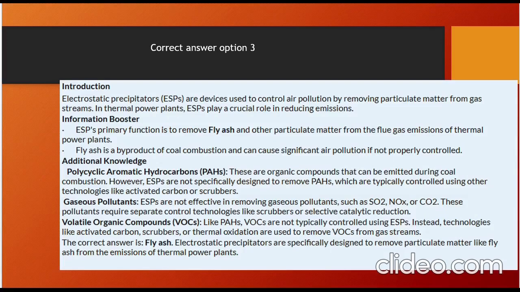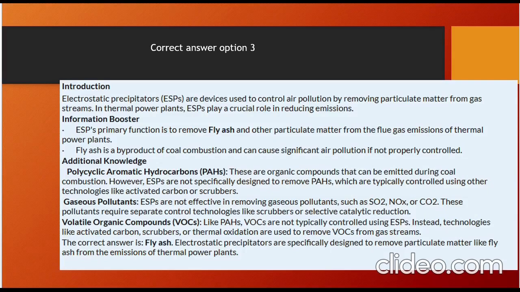Polycyclic aromatic hydrocarbons or PAH are organic compounds that can be emitted during coal combustion. However, electrostatic precipitators are not specifically designed to remove PAH, which are typically controlled using other technologies like activated carbon or scrubbers. Gaseous pollutants: ESPs are not effective in removing gaseous pollutants such as sulfur dioxide, NOx, or carbon dioxide. These pollutants require separate control technologies like scrubbers or selective catalytic reduction.